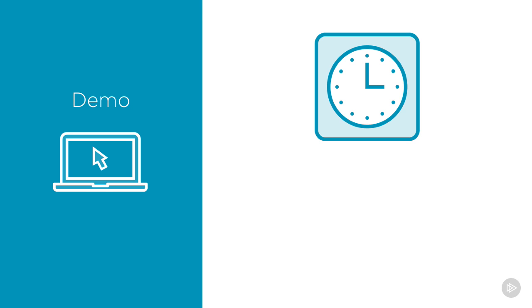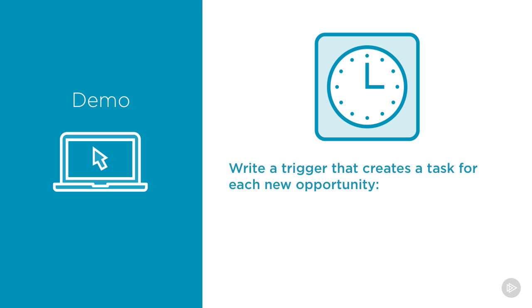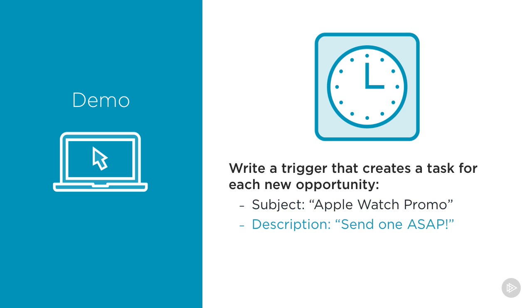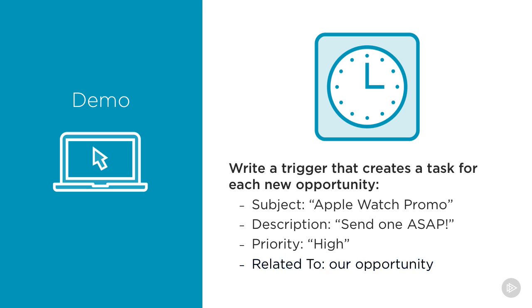So here's the deal. We need a trigger that creates a task for every new opportunity. The task subject will be Apple Watch promo. It'll have a description, and the priority of this task, of course, will be high. You don't want your customers to be waiting. Also, you're going to make sure the task is associated with our opportunity so our sales reps and managers can see its status directly on an opportunity layout. Ready to make some magic?